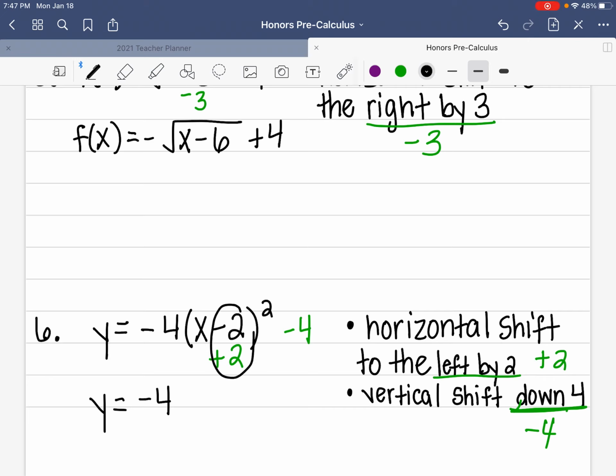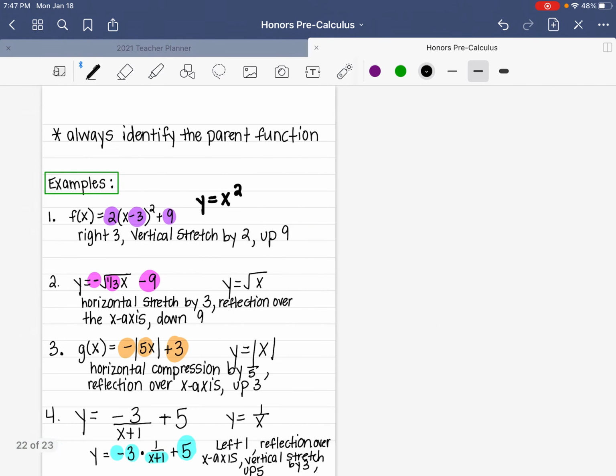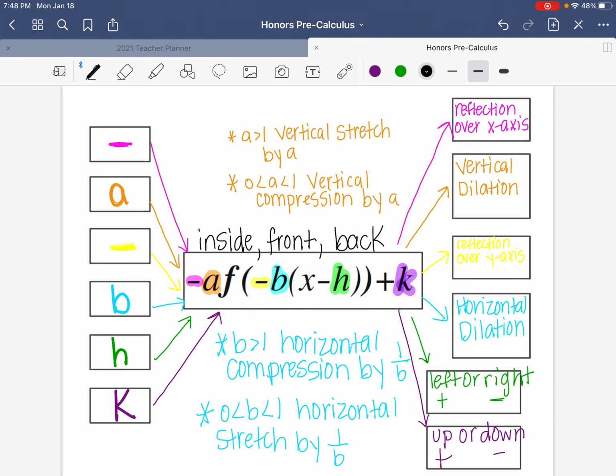And then I have negative 2 plus 2. That's going to equal 0. So I don't even have to put that inside piece anymore, because it equals 0. And then minus 4. Now, if you have any more questions about transformations, just let me know. But the key here is to always look at your rules, and those rules, you definitely need to know those.